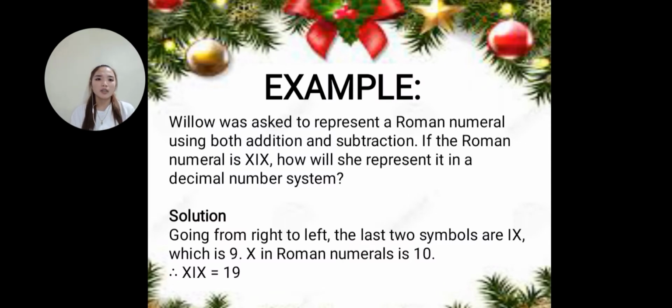Again, an example. Willow was asked to represent a Roman numeral using both addition and subtraction. If the Roman numeral is IX, how will she represent it in the decimal number system? Going from right to left, the last two symbols are IX, which is 9. X in Roman numerals is 10. So IX plus X is equal to 19.